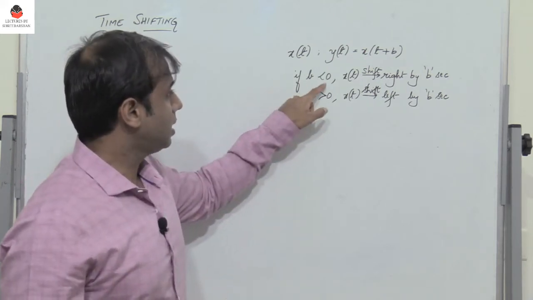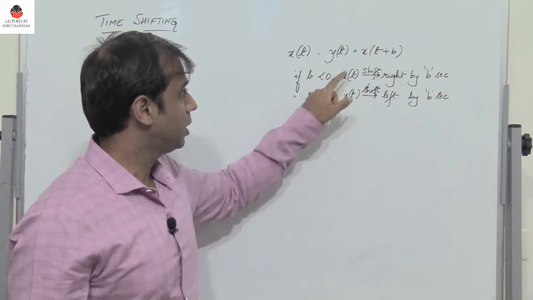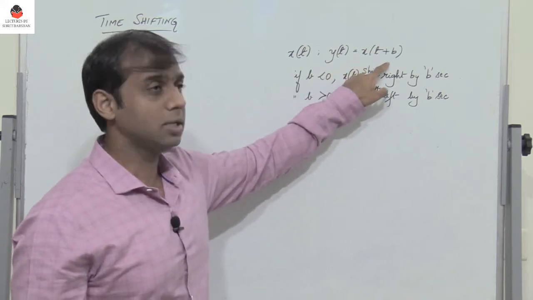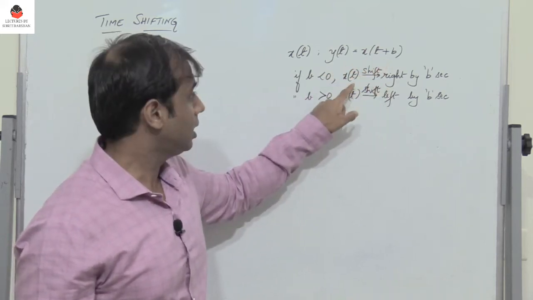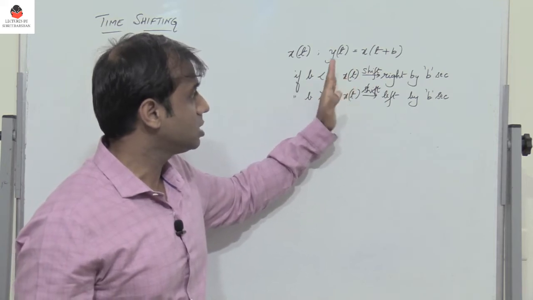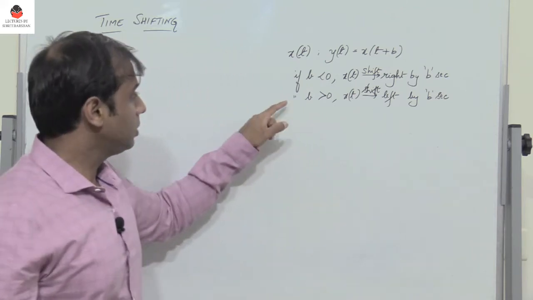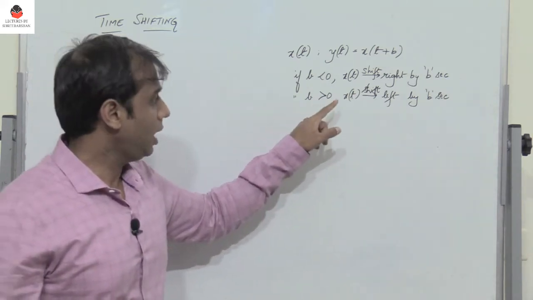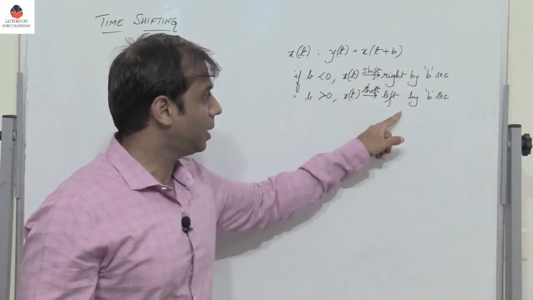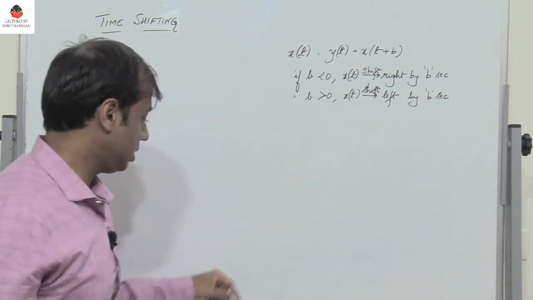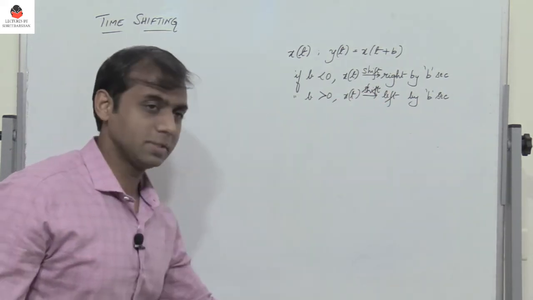So when this is done, what happens if b is negative and what happens if b is positive? Now if b is less than 0, that means if b is negative, I would get x of t minus b. In that case, x of t gets shifted to the right by b seconds. Similarly, if b is greater than 0, then x of t gets shifted to the left by b seconds. Now let's take an example and see what happens.